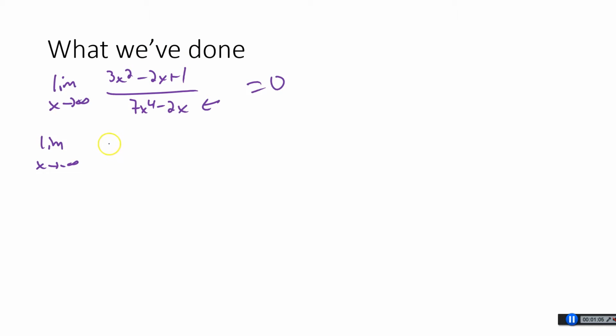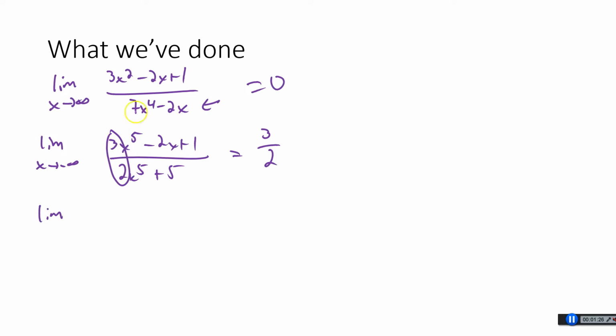If they're the same, so if you have 3x to the fifth minus 2x plus 1 over 2x to the fifth plus 5, this would just be the leading coefficients because we have the same degree, so it'd be 3/2. Because as x gets very large, the smaller degrees don't matter, and then the x to the fifths just cancel. And if we went to negative infinity here, still the same deal, because they're going to cancel out, it'll be 3/2.